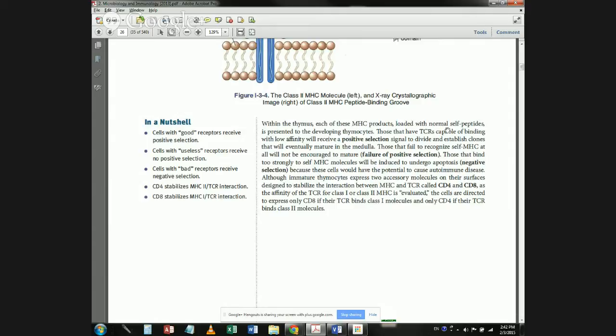So although immature thymocytes express two accessory molecules on their surfaces designed to stabilize the interaction between MHC and TCR, called CD4 and CD8, the T cells now have T cell receptors, they have CD3 and TCR, which activates CD3, and they also now have CD4 and CD8. And CD4 and CD8 are two other accessory molecules on their T cell surface that are used to stabilize the interaction between MHC and TCR.